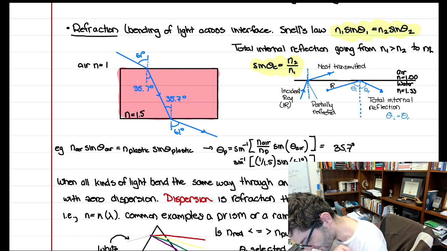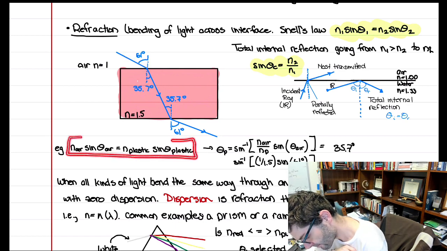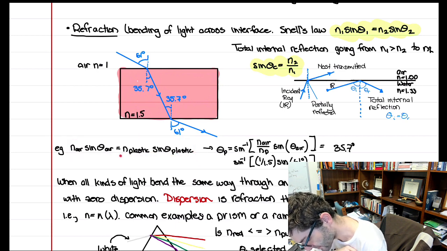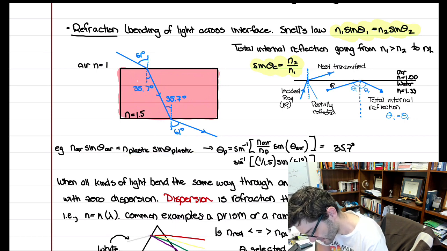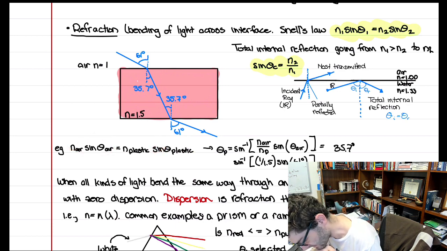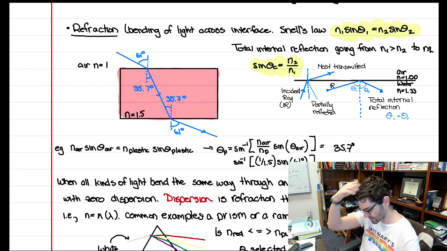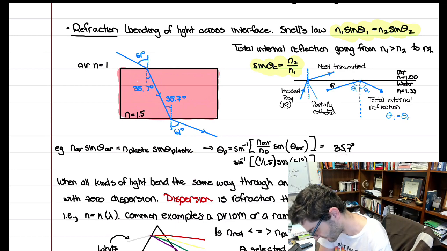It comes in at 61, and it should exit at whatever this angle is here. Well, I can figure that out through Snell's law. So here I have it down here. I plug in 1, then sine of 61 degrees equals 1.5 times the sine of some unknown angle. So then I can solve for this angle. Move the index of plastic over here, and then I take the inverse sine of both sides. So the angle that it exits here is the inverse sine of this ratio times the sine of 61 degrees, and I get 35.7.